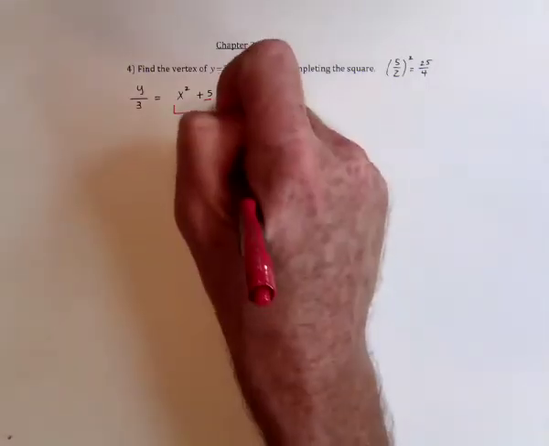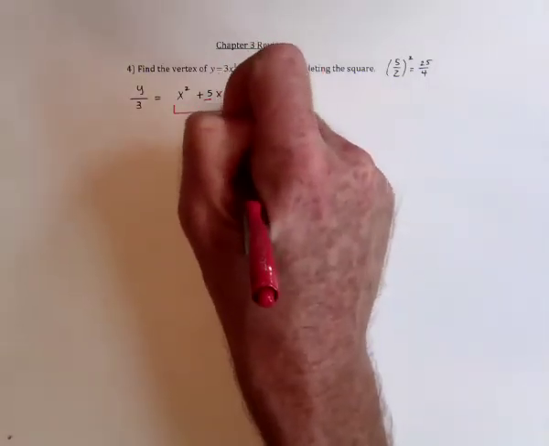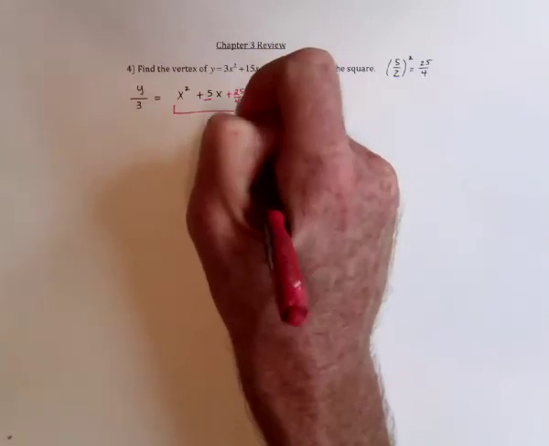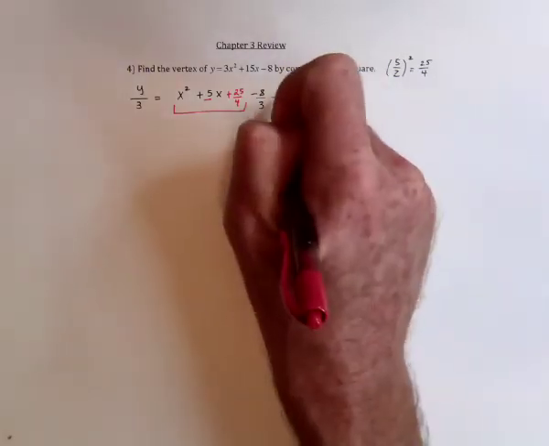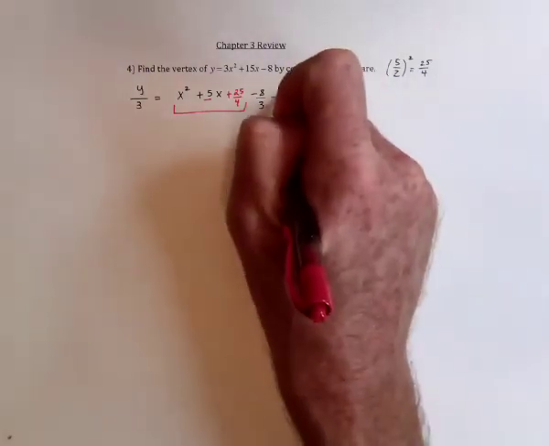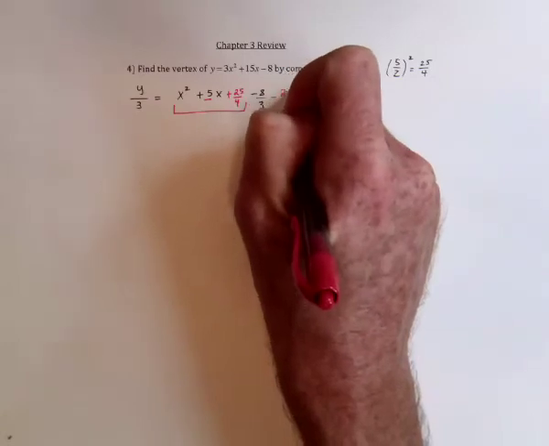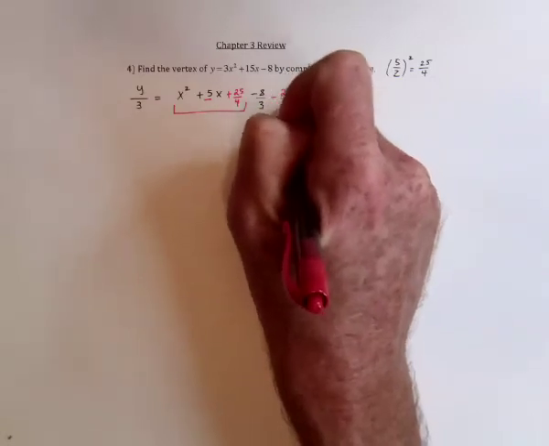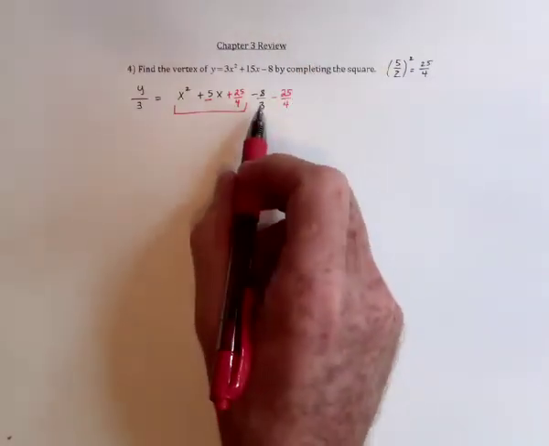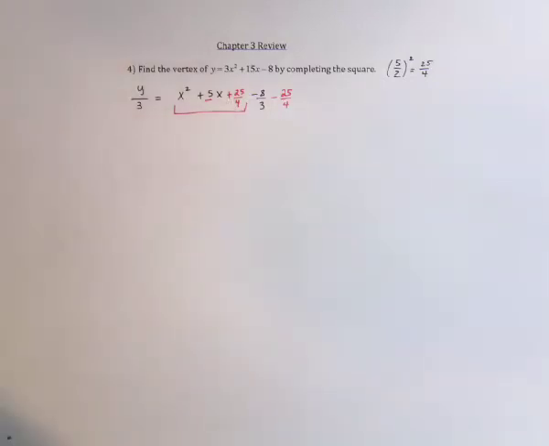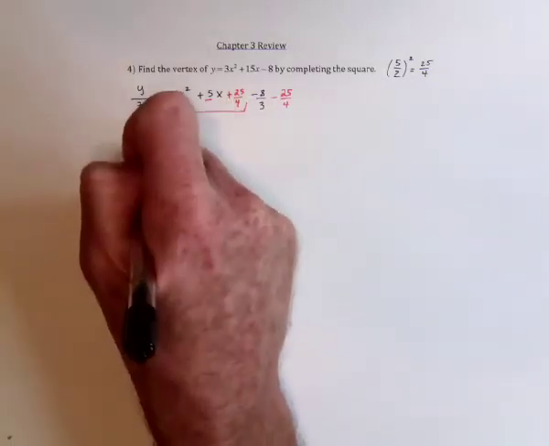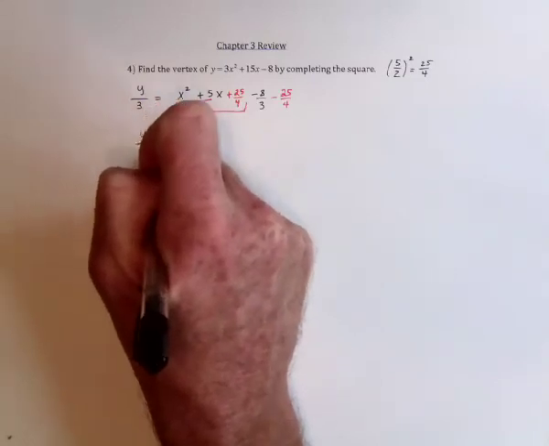So add in 25/4. But you can't just add in a number without balancing for that. So what you can do is subtract it from the negative 8/3. So in other words, we're borrowing 25/4 from this guy, and we're putting it over there. Remember to copy down y over 3. Don't lose track of that.